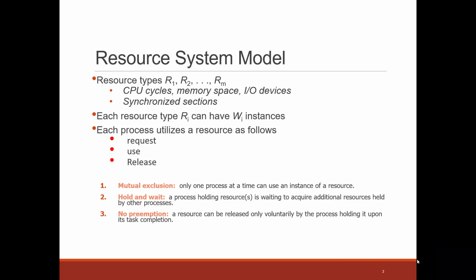There are a few factors about the usage of that instance by the process that are important. First, only one process at a time can use an instance of a resource. Second, hold and wait. A process holding a resource and waiting to acquire other resources held by other processes will continue holding that resource. It cannot drop a resource that it holds. And then finally, if a process holds a resource, it cannot be preempted by another process. It must agree to release the resource itself. Let's look in a little more detail at the model.